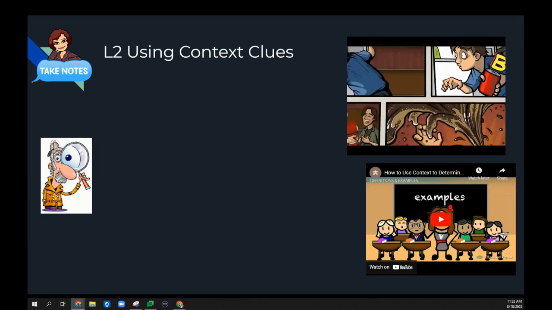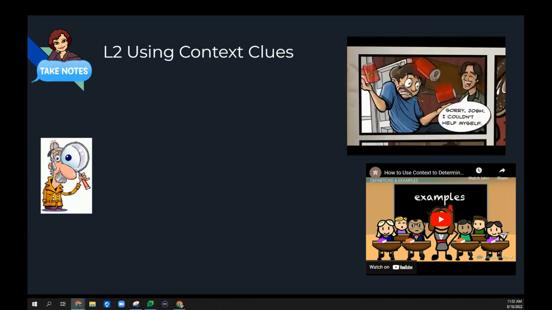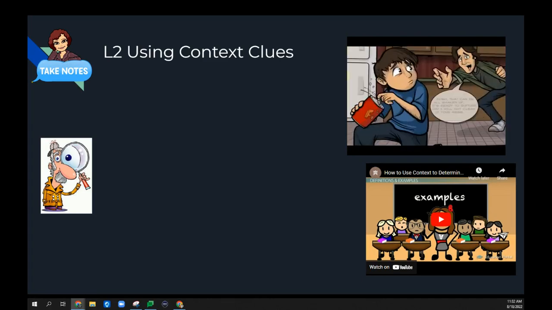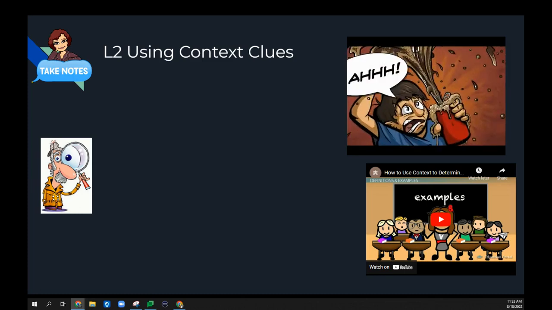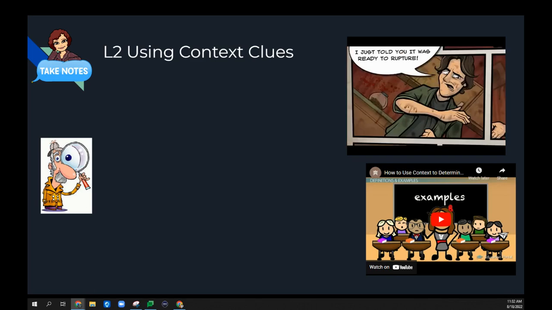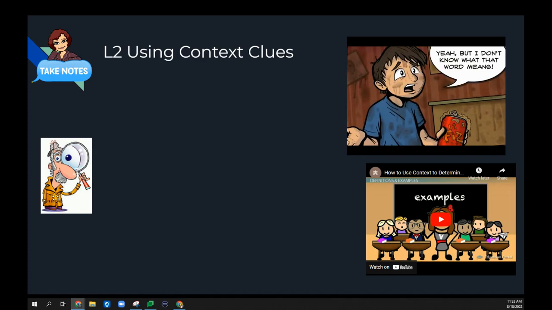Boo! Sorry, Josh. I couldn't help myself. Josh, that can is all shaken up. It's ready to rupture, and I will not clean up your mess. Ah! I just told you it was ready to rupture. Yeah, but I don't know what that word means.